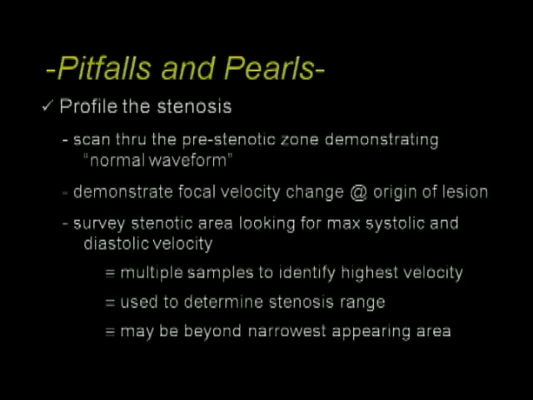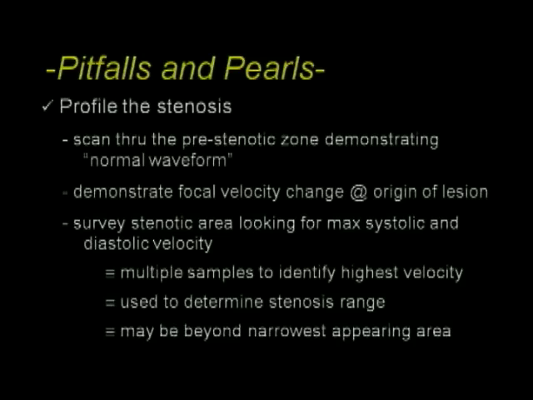Where you suspect that there's stenosis, I believe that it's important to profile that stenosis, and we do that by scanning through the prestenotic zone to demonstrate a normal waveform, also walking through from the prestenotic zone into the stenosis, demonstrating the focal velocity change that you should see at the origin of the lesion. Once you get in the lesion, you should survey the stenotic area by moving your sample volume back and forth and up and down to elicit the highest velocity within that lesion, because that's the velocity that should be used in either the calculation of your ICA to CCA ratio or in your reporting of the highest velocity if you use an absolute velocity.